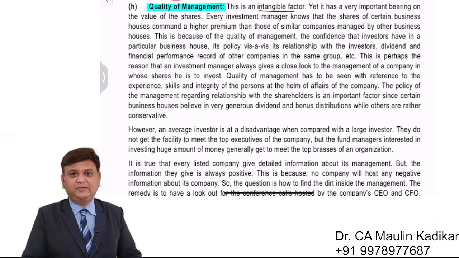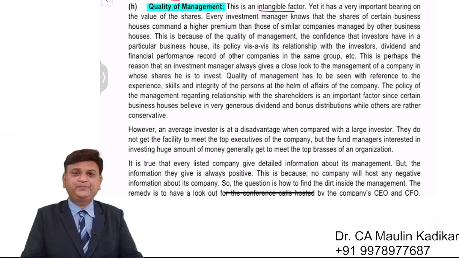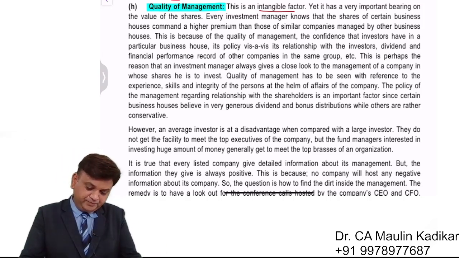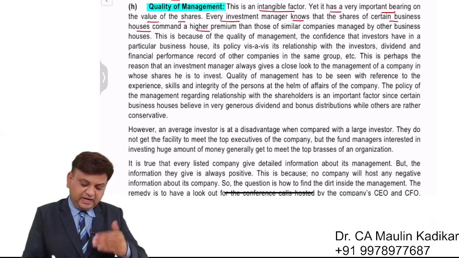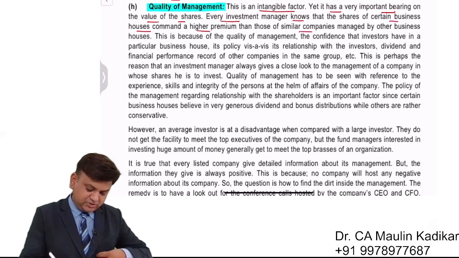In the Reliance Group recently, there is the handover of the management by Mr. Mukesh Ambani to his son. We'll see what kind of performance he will have in future. Yet it has a very important bearing on the value of the shares. बहुत ही important है. Every investment manager knows that the shares of certain business houses command a higher premium than those of similar companies managed by other business houses.